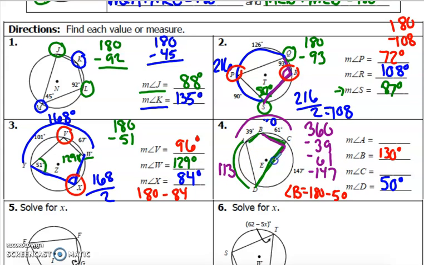So if I want to look at C, C opens up to 113 and 39. So if I add 39, I know the measurement of this entire thing is 152. And then I can half 152 to find your inscribed angle. So if I half 152, I get 76. And then I know that C and A are supplementary because they are opposites. So if C is 76, 180 take away 76 will give you the measure of A, which is 104.